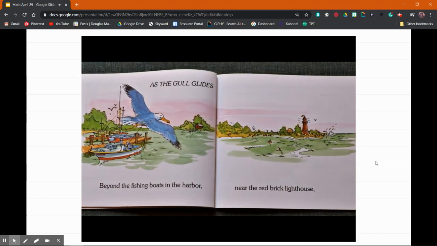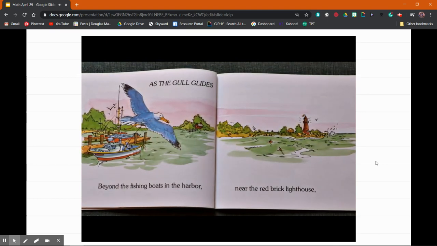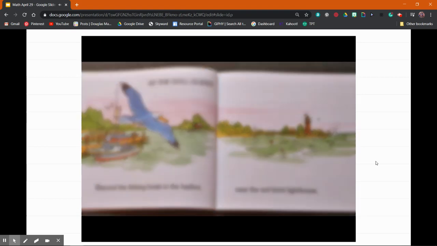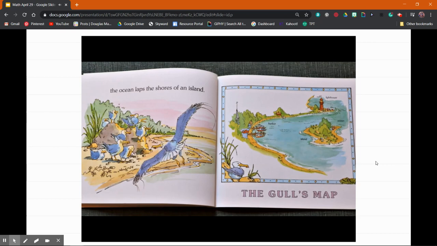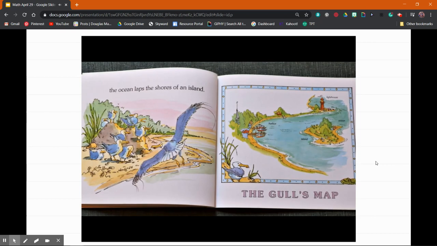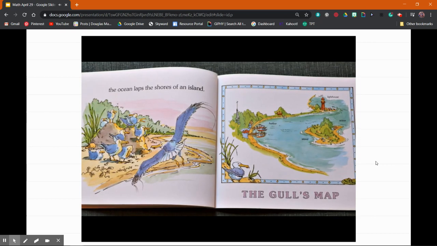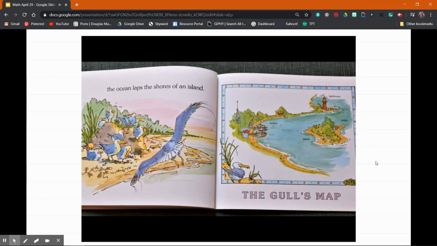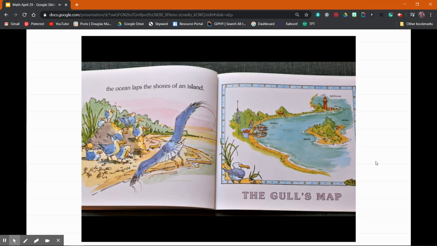As the gull glides beyond the fishing boats in the harbor near the red brick lighthouse, the ocean laps the shores of an island. The gull's map. He sees the lighthouse, the ocean, the harbor, and the island.